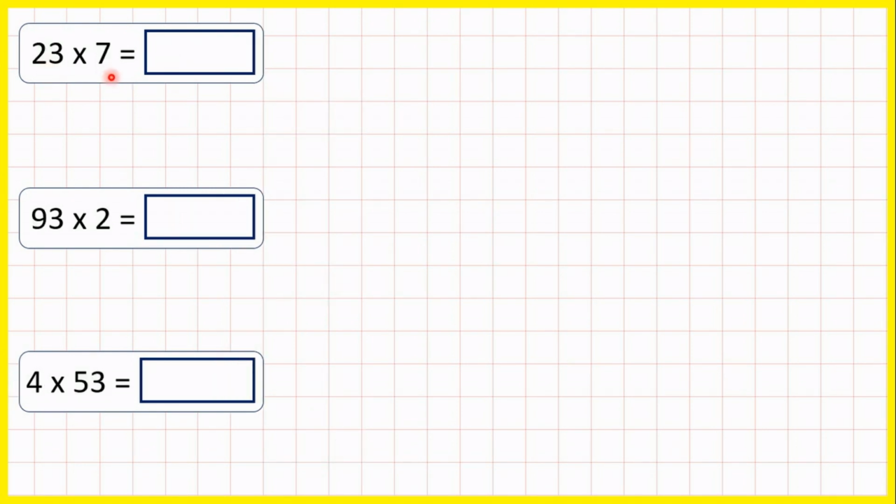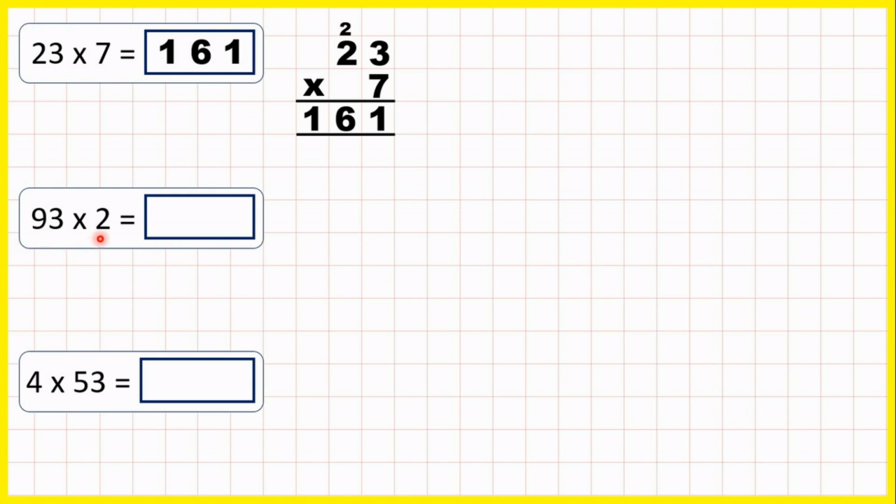23 times 7. So let's set this out as a short multiplication. So remember putting our larger number on top. Now we start by multiplying the ones. So 3 times 7 is 21. So 2, 1. Then onto our tens digits. 2 times 7 is 14. But then we need to add this 2 on top. So 2 times 7 is 14, plus 2 is 16. So our answer is 161.